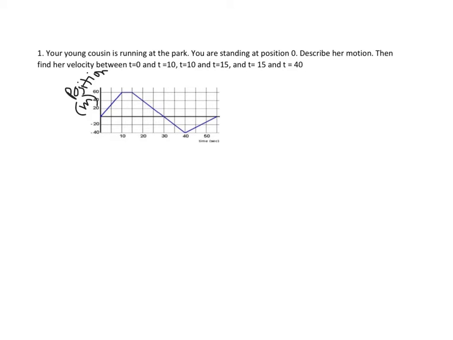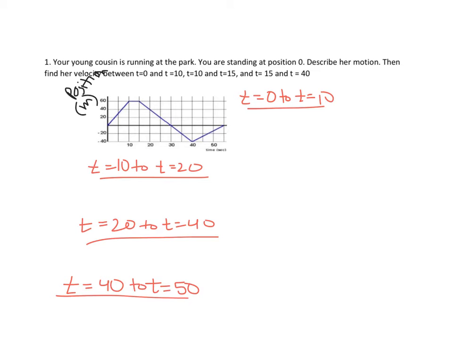We're going to describe it over different points, and I'll show you which ones I want to talk about. I'm going to look at each portion of the graph. There's one other point that's important that we're going to talk about, but we'll start at t equals 0 to t equals 10. We already said that you're standing at position 0. So basically, your cousin starts running forward from you for 10 seconds. And in those 10 seconds, she runs 60 meters.